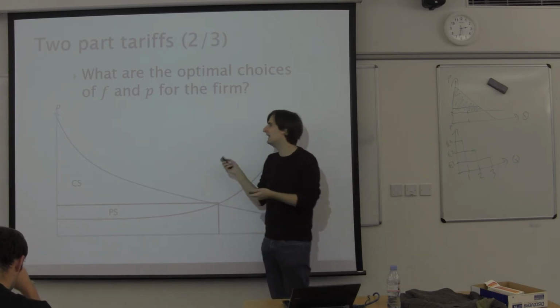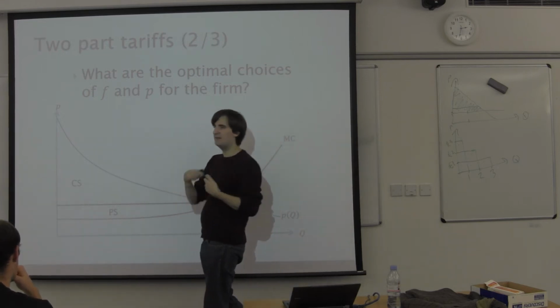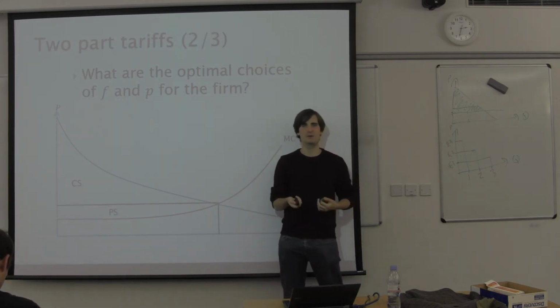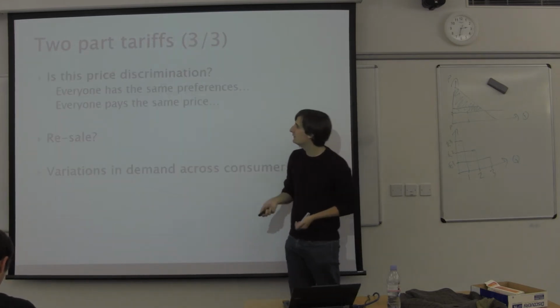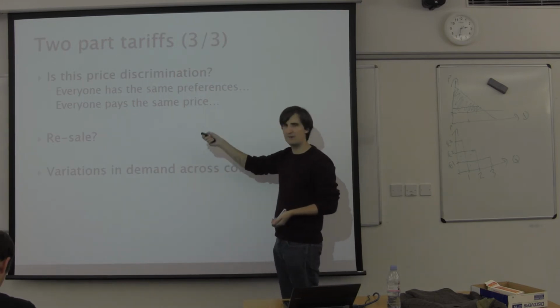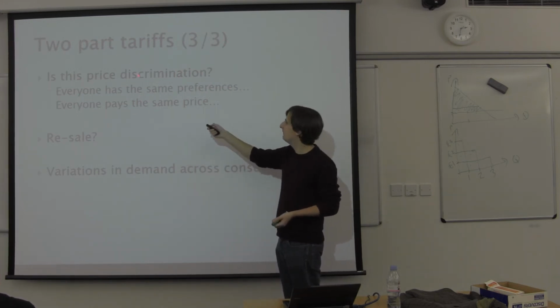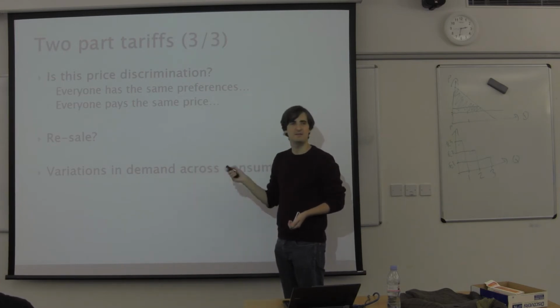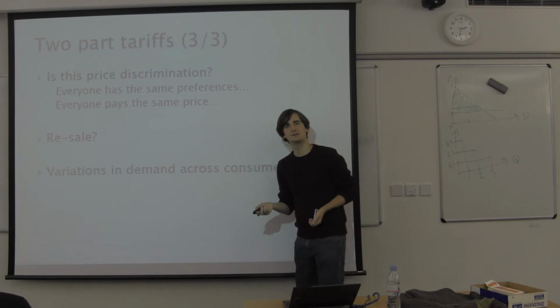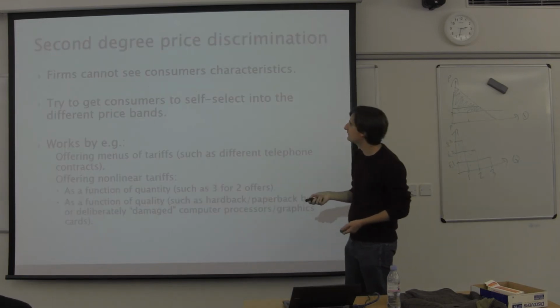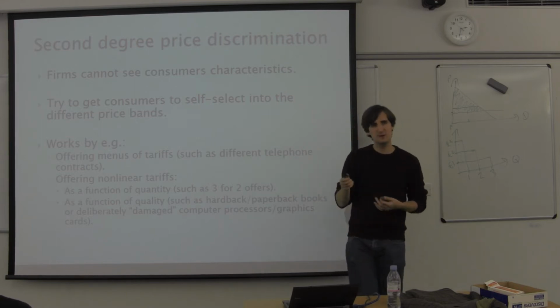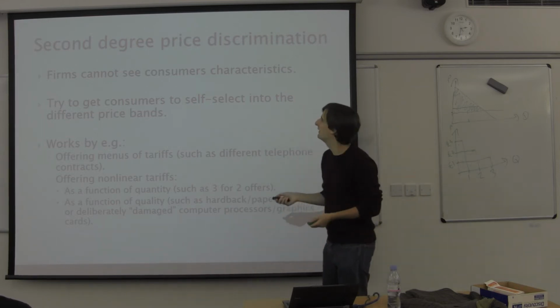So again, to do this in reality, you need to be able to look at the consumer and kind of guess what their consumer surplus would be. So although this isn't strictly price discrimination, it doesn't satisfy this definition, in order to do it in practice, it probably is price discrimination. And this leads us naturally to second-degree price discrimination.